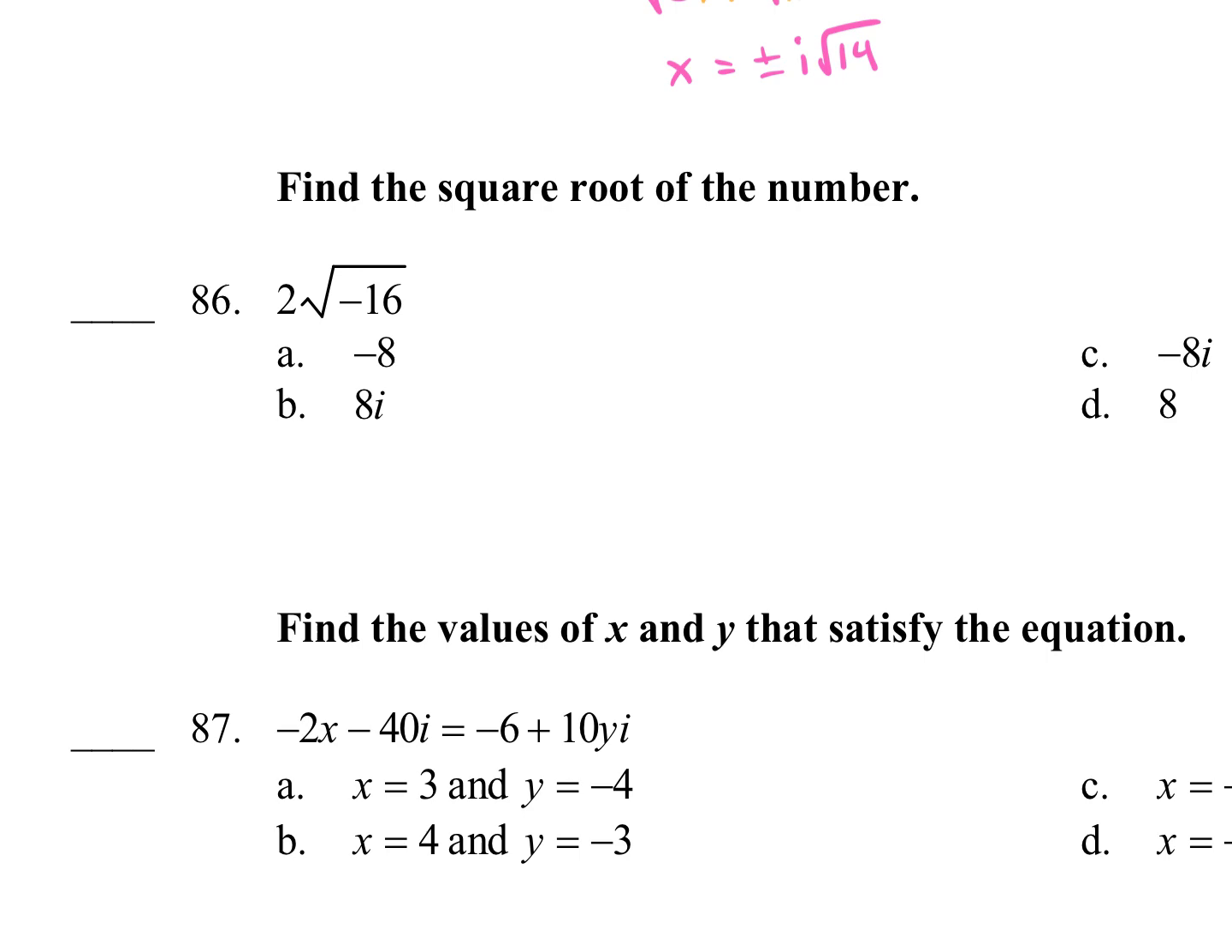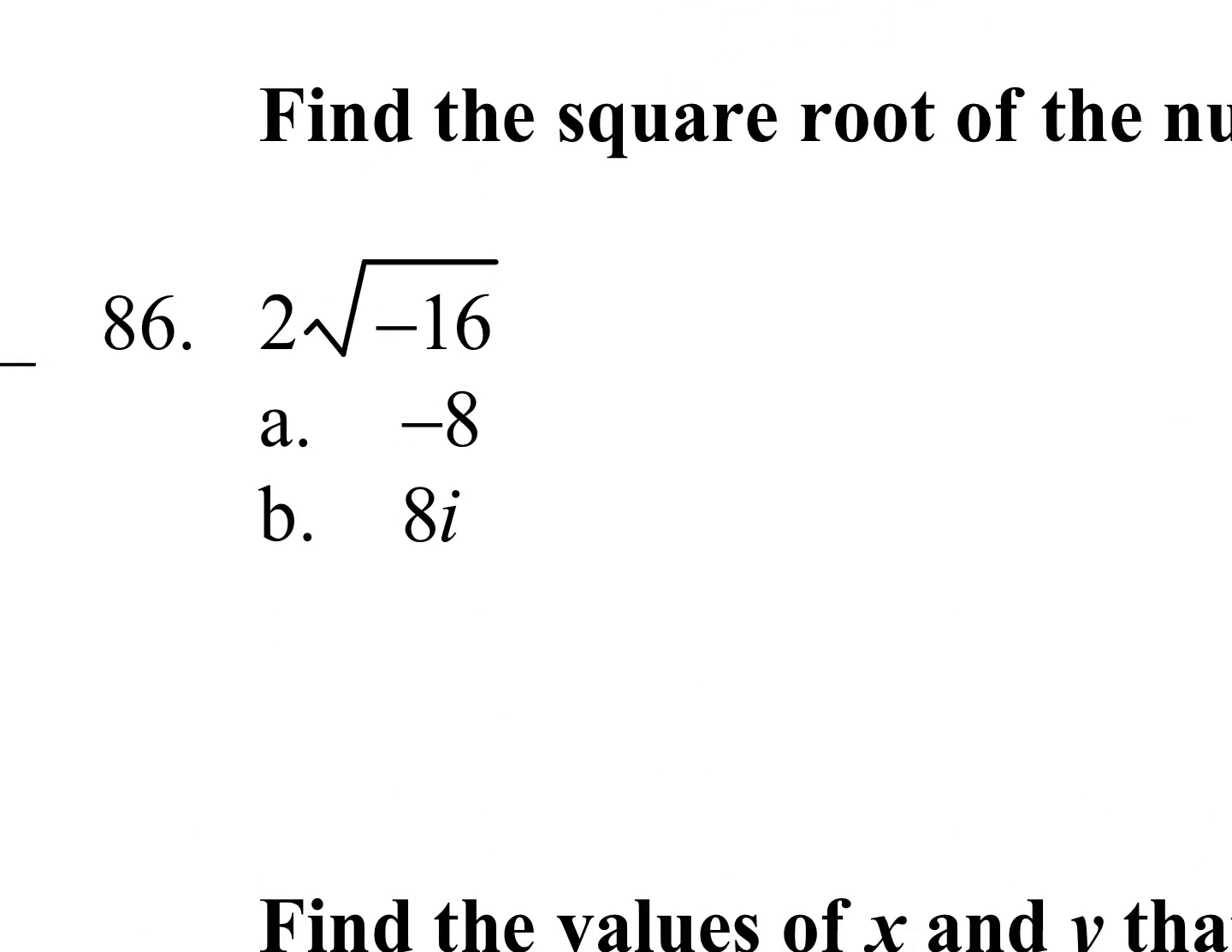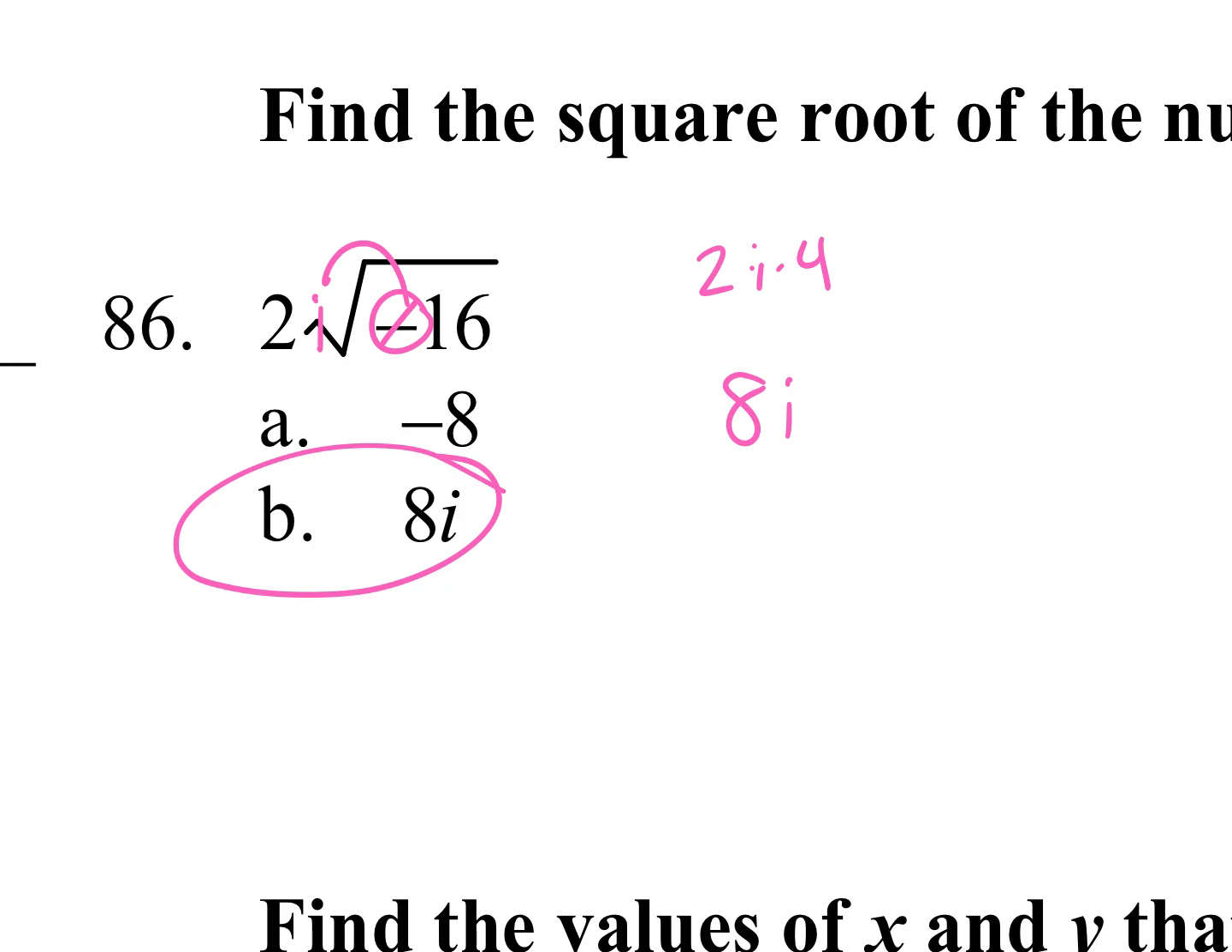86, let's simplify the square root. What should I do first? Take out the i. So that gets rid of the negative. What's the square root of 16? 4. So I have 2i and 4. Now on the outside, what's 2i times 4? 8i. So that would be B.